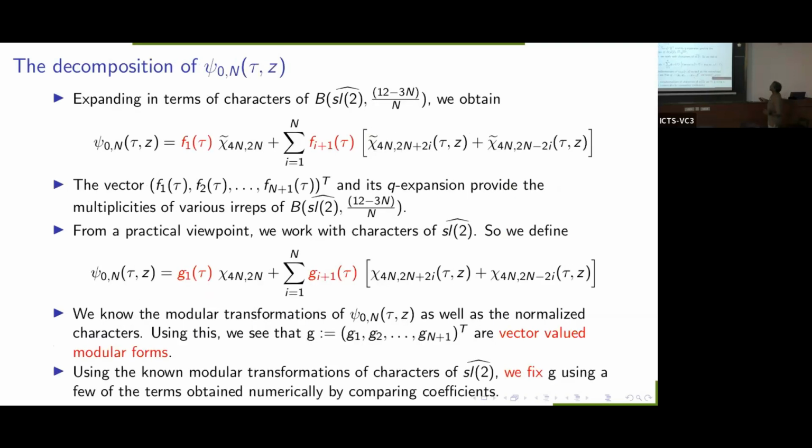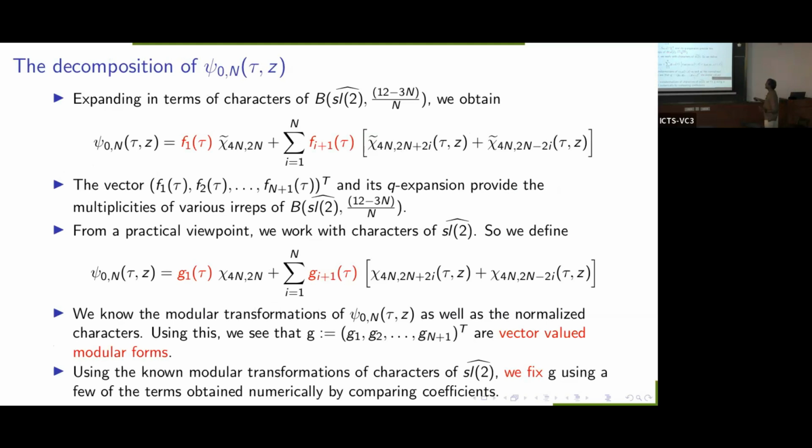So this is for size 0 n. So what you do is you get these. Now the tildes here represent characters of the Borcherds extension. The relationship between chi tilde and chi is just some power of eta, eta without the q power. So that's a standard formula.